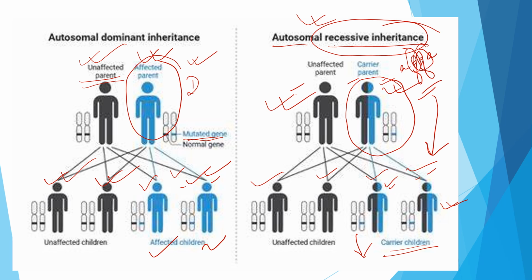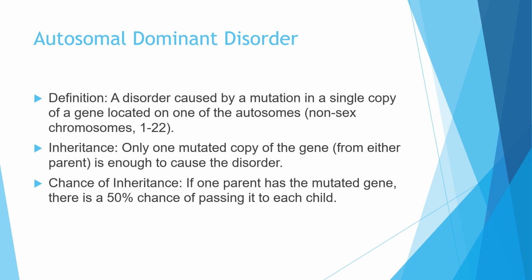So now I'll be going to discuss all these things in a writing pattern, so that you can understand and learn that part. Now here comes the definition of autosomal dominant disorder. Till now we have done the diagrammatic representation, we have understood everything. Now just a definition: a disorder caused by a mutation of a single copy of a gene located on one of the autosomes. So what are autosomes? We know that non-sex chromosomes, that is 1 to 22. Okay, and the 23rd pair is the sex chromosome.